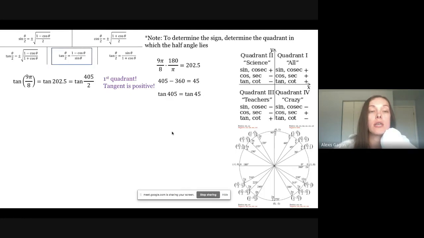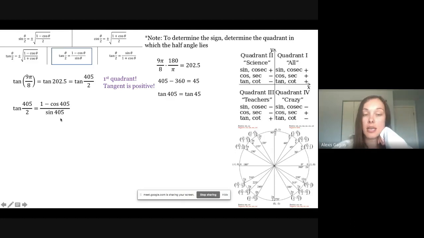Okay, so here, I'm going to use this one. And you could use this one. You could use this one. Just know that it has to be positive because it's in the third quadrant, not the first quadrant. But tangent of 405 over 2 is the same as 1 minus cosine of 405 over sine of 405. But cosine of 405 is the same as cosine of 45, and sine of 405 is the same as sine of 45, because they're coterminal.